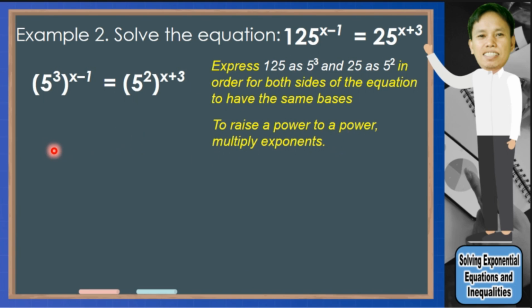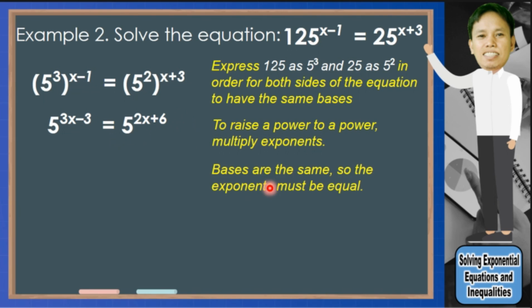Then, we have 5 raised to the power of 3x minus 3, because we multiply 3 times x minus 1, is equal to 5 raised to the power of 2x plus 6, because we multiply 2 times x plus 3. That's it. Then, bases are the same, so the exponents must be equal. Then we have 3x minus 3 is equal to 2x plus 6.